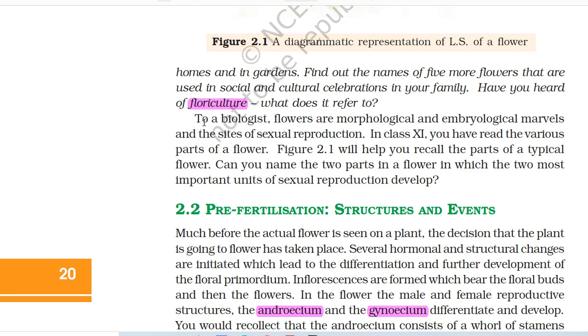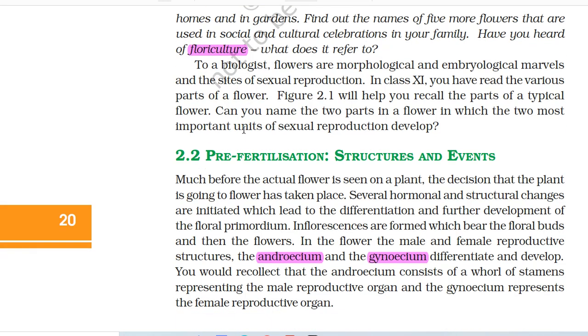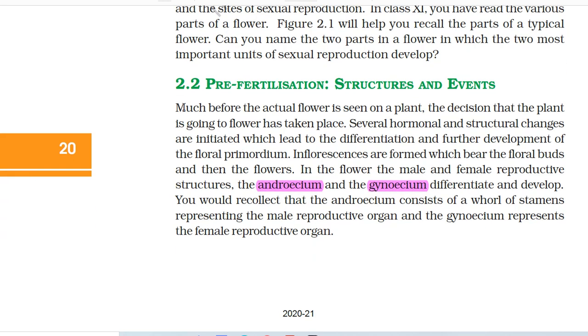Have you heard of floriculture? What does it refer to? To a biologist, flowers are morphological and embryological marvels and the sites of sexual reproduction. In class 11, you have read the various parts of a flower. Figure 2.1 will help you recall the parts of a typical flower. Can you name the 2 parts in a flower in which the 2 most important units of sexual reproduction develop?